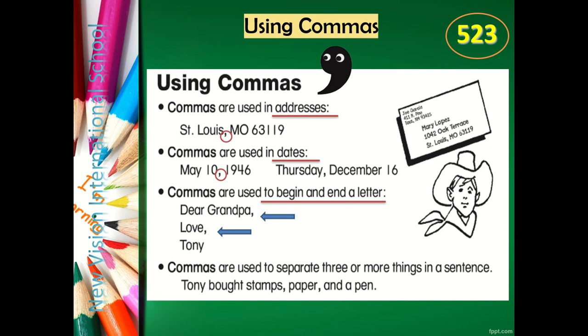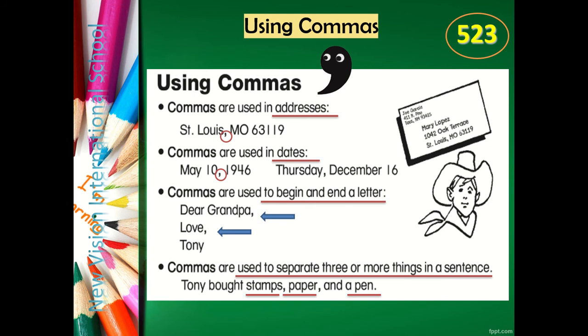Okay, now commas are used to separate three things or more in a sentence. Like for example, take a look at the sentence. Tony bought stamps, paper, and a pen. So in here, we're going to separate these three things. The stamps, then comma, paper, then comma again, and we have pen. So as you can see, we separated them using commas, right?